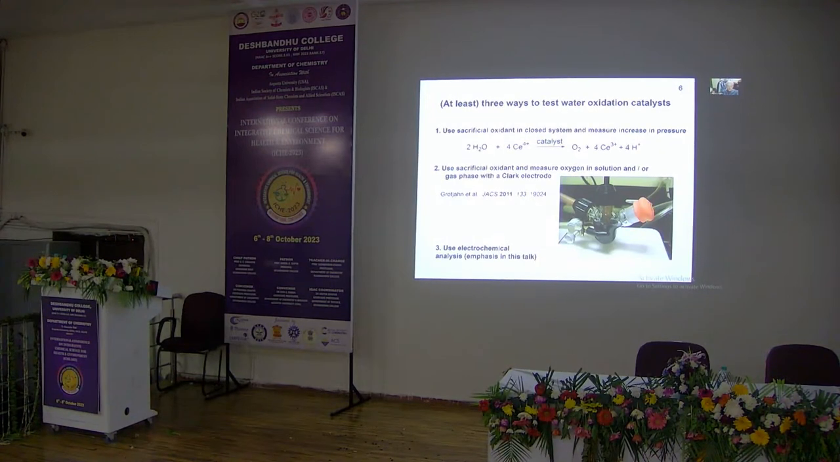Another method uses a sacrificial oxidant in a closed system. And you make less oxygen here. You're not looking for pressure, but you're looking for the oxygen with a Clark electrode. And it's very sensitive for detecting oxygen in the water where it's made.